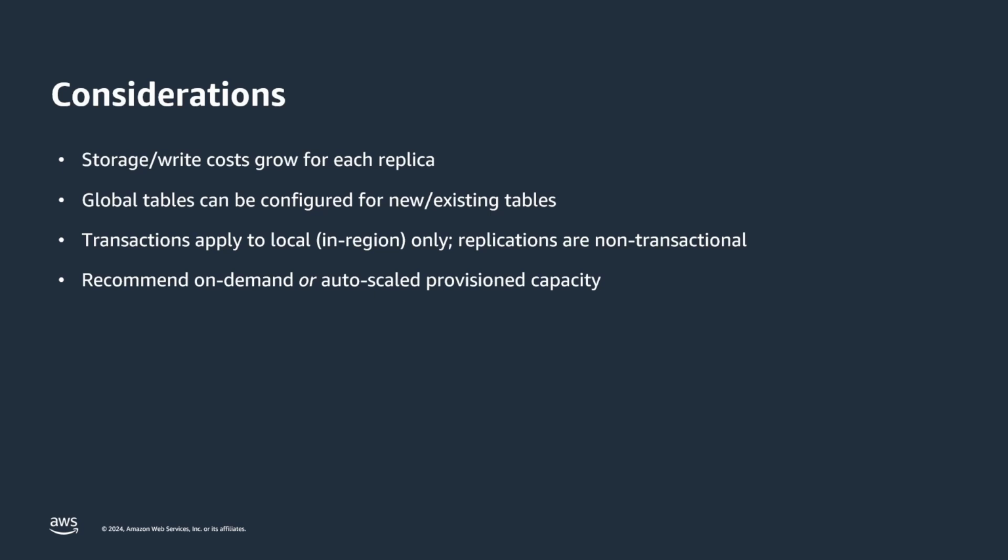Lastly, to guarantee that global tables can effectively perform replications across all replicas, it's crucial that all of your tables have sufficient capacity. So when you add a replica table to a global table, you will need to make sure that the same write capacity settings are specified. We also recommend that you use either on-demand or auto-scale provision capacity when enabling global tables. And that's to make sure that your tables can automatically adjust its capacity to your application's changing workload.